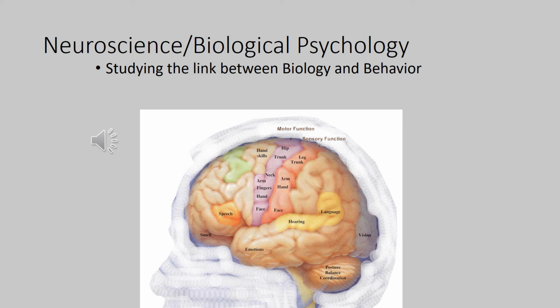This lesson is about neuroscience or biological psychology. This perspective is focused on our physiology. A neuroscientist is concerned with connecting our biological functions to our behavior. How do the parts of the brain or chemicals in your body like neurotransmitters and hormones influence us?